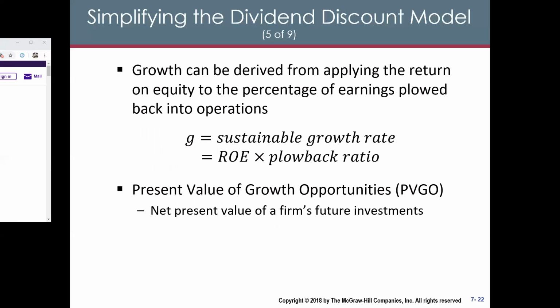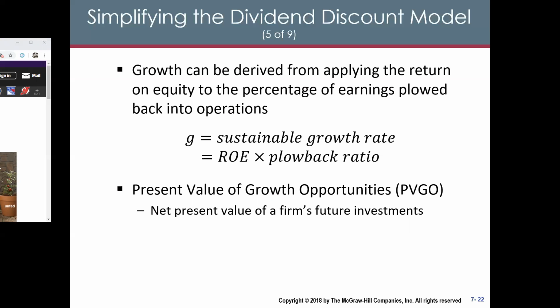So the first is the return on equity. What's the rate of return, the profits you can generate from the new investment? And the second is how much you plow back, okay, the proportion of the earnings you decide to reinvest. And the return on equity multiplied by the plowback ratio gives you the sustainable growth rate, G here.